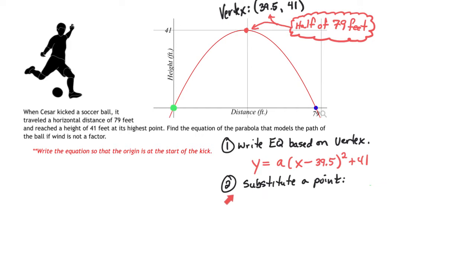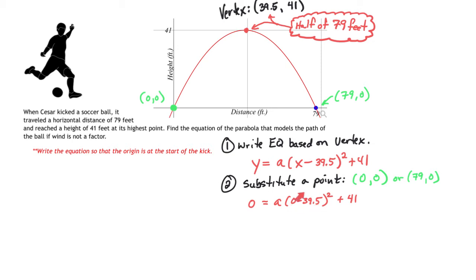So next, we need to take step 2 and substitute a point. Now, another point that it passes through besides the vertex would be 79, 0 or 0, 0. We can pick either one. Let's pick 0, 0 because that's a lot easier to work with. So this 0 right here goes in for the y, and this 0 here goes in for the x. And then when I put those in the equation, I need to figure out the parenthesis part first. 0 minus 39.5 is negative 39.5.